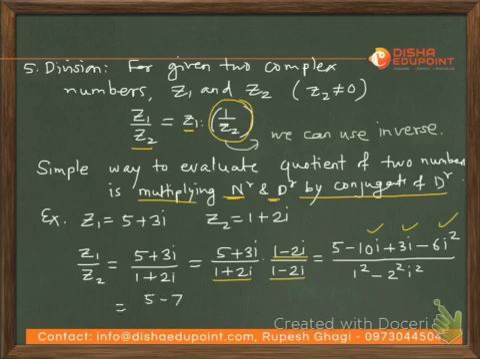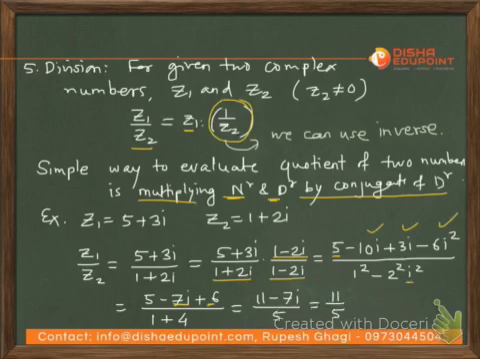Now that is equal to 5, this is minus 10 plus 3 is minus 7i, and 6, i square is equal to minus 1, that's why we have plus 6 over here. And in the denominator, i square is equal to minus 1, so 1 plus 4. So the final answer we have is 11 by 5 minus 7 by 5i. So this is how we are going to solve the division of the two complex numbers.